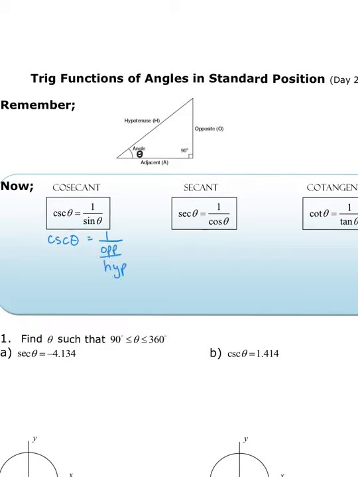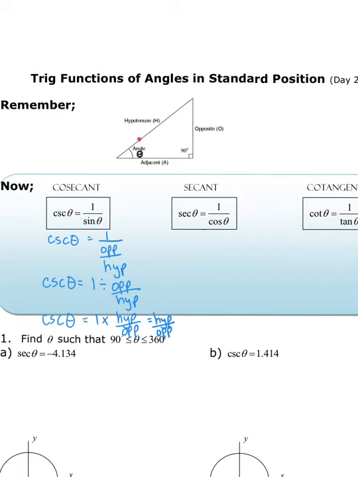And again, here we have this fraction in the denominator, so we are going to change that and write that as cosecant theta equals 1 divided by opposite over hypotenuse. And then when we divide by a fraction, we take the reciprocal. So that's hypotenuse over opposite. 1 times hypotenuse over opposite simplifies to just hypotenuse over opposite. So the cosecant ratio is hypotenuse over opposite.